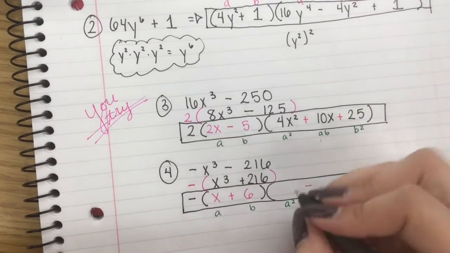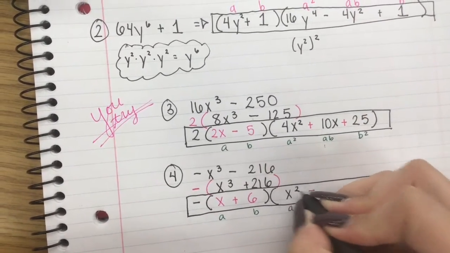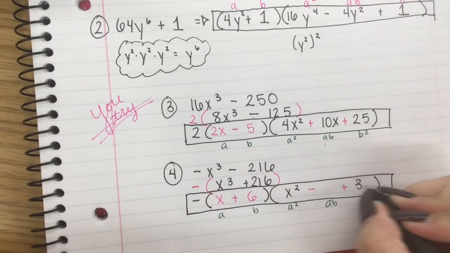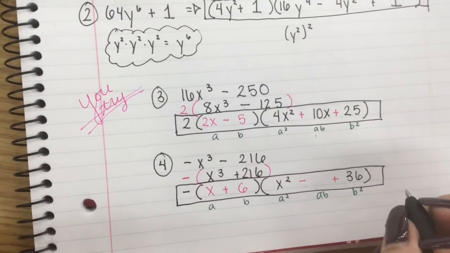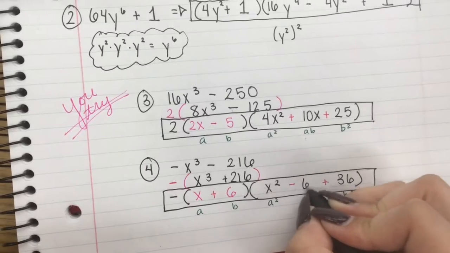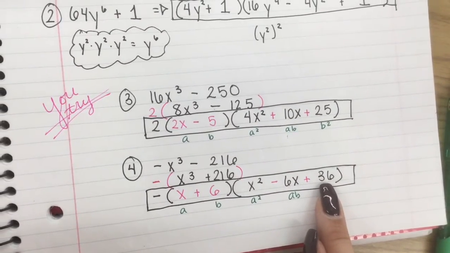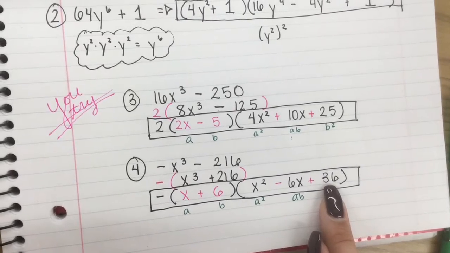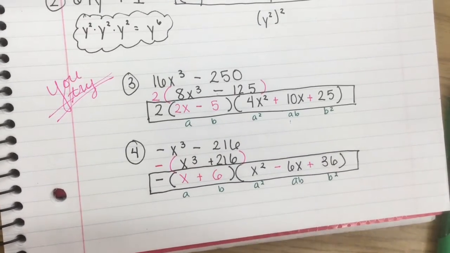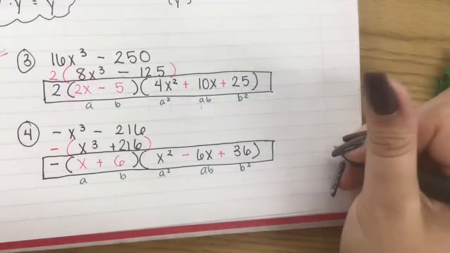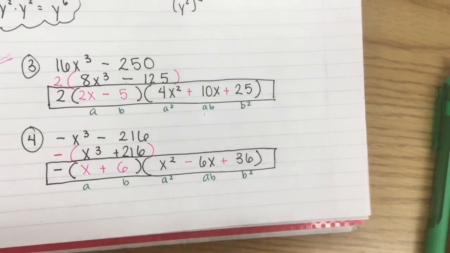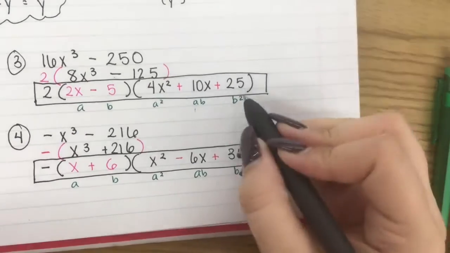For the second one, when I square x, it's just x squared. When I square 6, I get 36. And when I multiply those two terms together, I get 6x. Remember that those plus signs and minus signs are stuck in there, so they don't affect us when we are multiplying a times b.